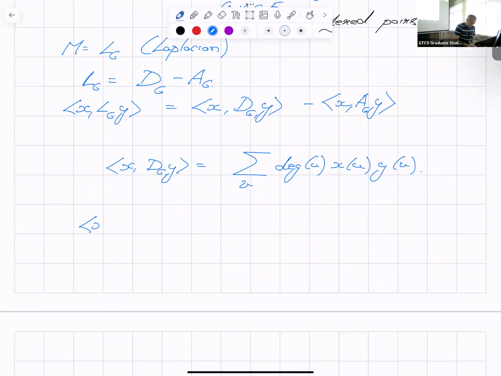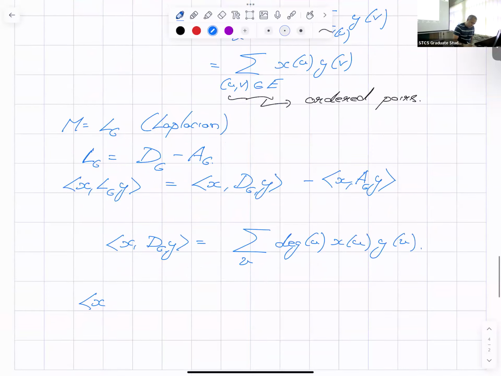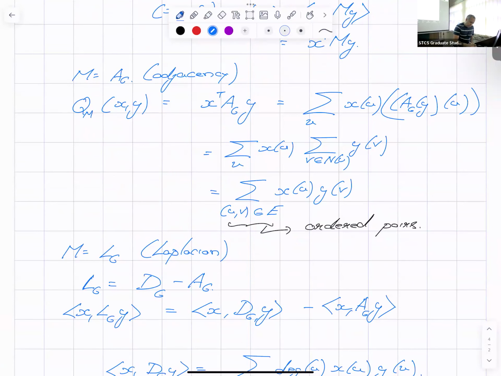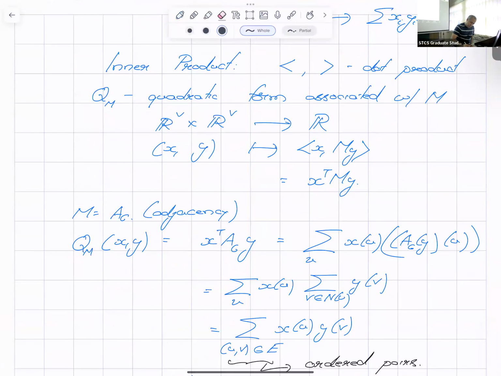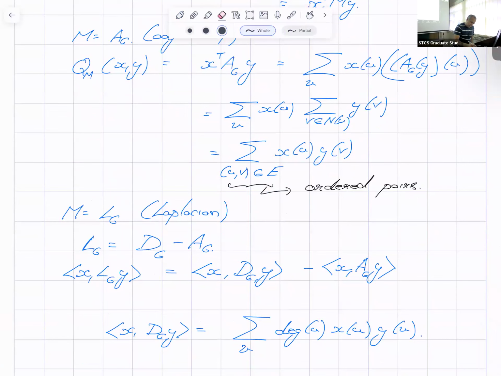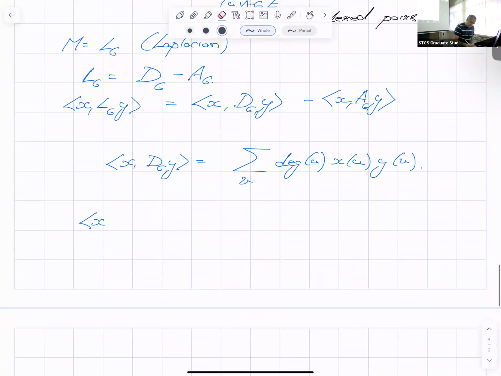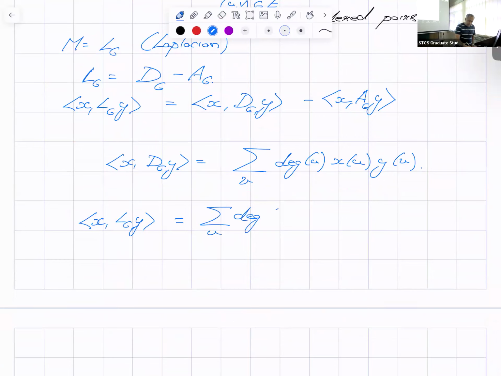So what about x L_G y? That's going to be summation over u of degree of u times x_u y_u, minus summation over ordered pairs uv of x_u y_v.